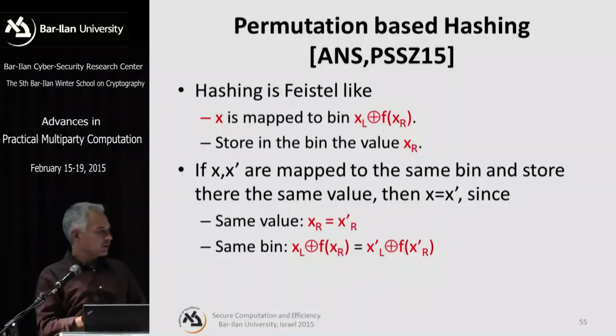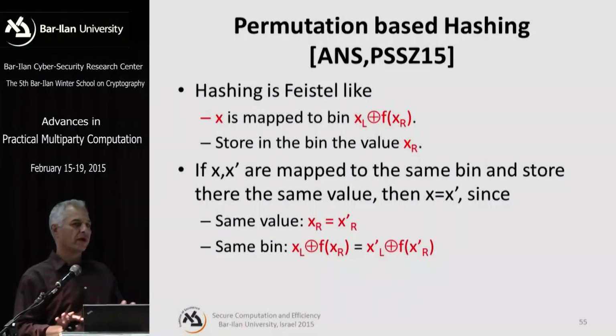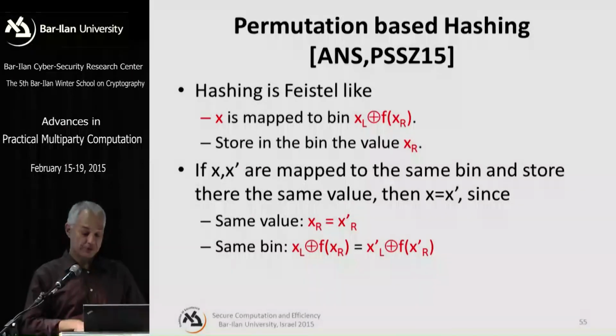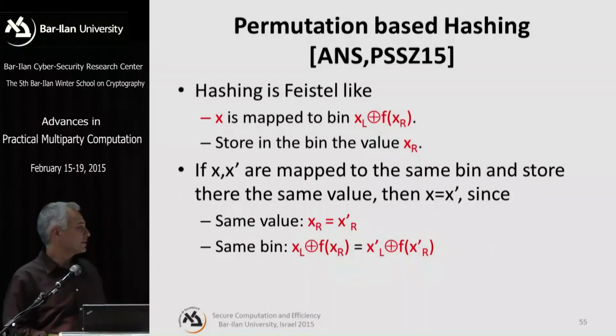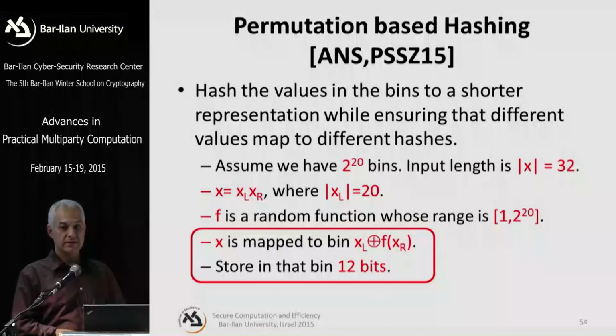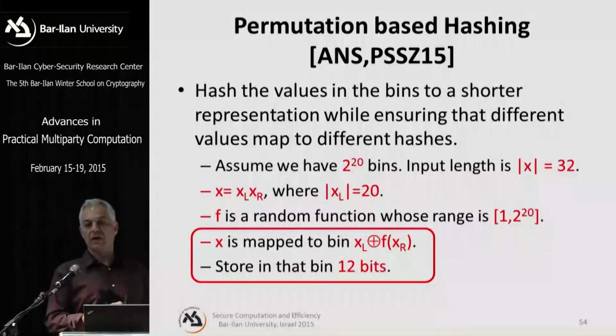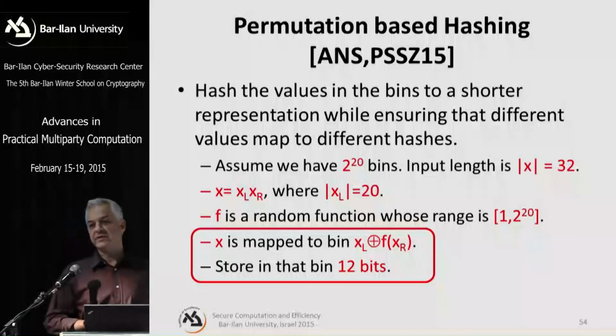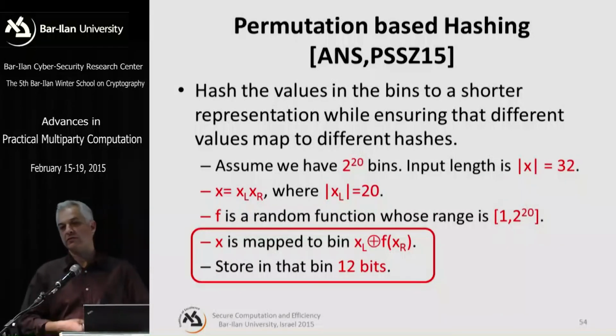Both the decision where to store the item and what we store in the bin depend in a very efficient way on the original representation of the items. And I must say, it's a very nice idea. So in this example, if I have 2 to the 20 bins and the inputs are 32 bits long, I use the left 20 bits to define the bin. The bin is defined by the left 20 bits and the function f of the right 12 bits. And what I store in the bin is only the remaining 12 bits. So I only store in the bin 12 bits and not 32 bits.